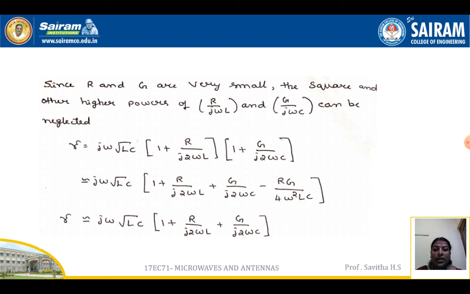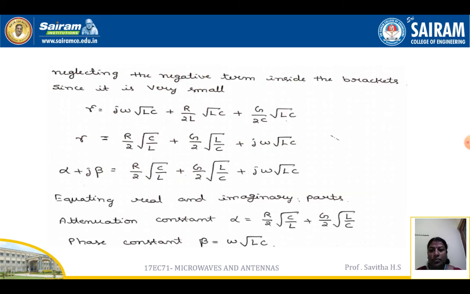Why we have written minus here: while multiplying r by j 2 omega l and g by j 2 omega c, a j square term will come. j square is nothing but minus 1, therefore minus rg by 4 omega square LC. So gamma is equal to j omega root LC times (1 plus r by j 2 omega l plus g by j 2 omega c). Neglecting the negative term inside the bracket since it is very small, gamma is equal to j omega square root of LC plus r by 2l square root of LC plus g by 2c square root of LC.